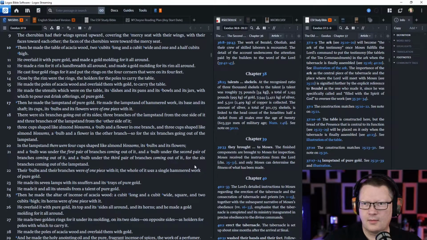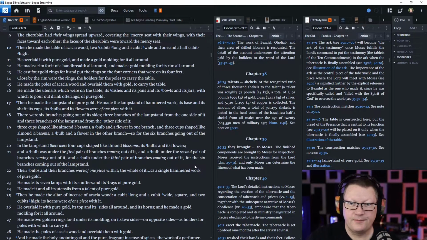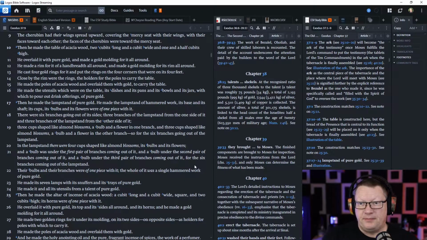Then he made the lampstand of pure gold. He made the lampstand of hammered work. Its base, its shaft, its cups, its bulbs, and its flowers were of 1 piece with it. There were 6 branches going out of its sides, 3 branches of the lampstand from the one side of it, and 3 branches of the lampstand from the other side of it. 3 cups shaped like almond blossoms, a bulb and a flower in 1 branch, and 3 cups shaped like almond blossoms, a bulb and a flower in the other branch. So for the 6 branches going out of the lampstand.